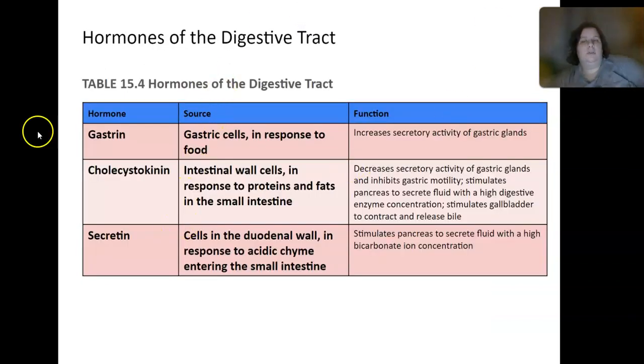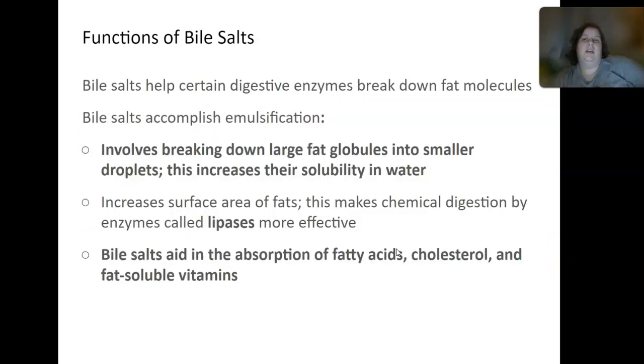And you have a few hormones. You have gastrin, which is from a gastric cell in response to food. You have cholecystokinin, which lives in your intestinal walls in response to proteins and fats. And then you have secretin, which lives in the cells of the duodenal wall in response to acidic chyme entering the small intestine. This is the one that secretes the high bicarbonate ion concentration to help neutralize that acid.